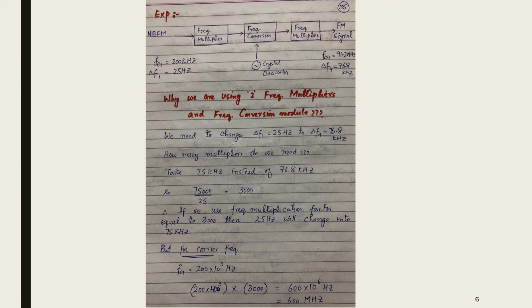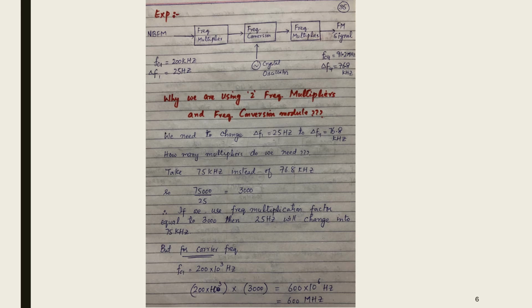Here we are doing an example related to the Armstrong indirect method, and I'm hopeful that this will help you solve all problems related to it. Here you can observe that we have narrowband FM. This narrowband FM is passing through a frequency multiplier. After that we perform frequency conversion with the help of a crystal oscillator, and then a frequency multiplier is used again, and at the end we have wideband FM.